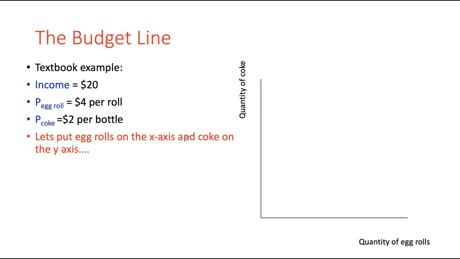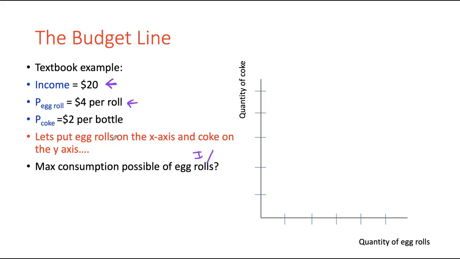Now, next we want to see our consumption possibilities. So how do we define our consumption possibilities? Remember, our consumption possibilities are constrained by our income and the price of each good. So what's the maximum consumption of egg rolls possible given an income of $20 and price of egg roll is $4 each? So I know that if I have to pay $4 for each egg roll, the maximum amount of egg rolls that I can get is 20 divided by 4, which is 5, and that gives me my horizontal intercept.